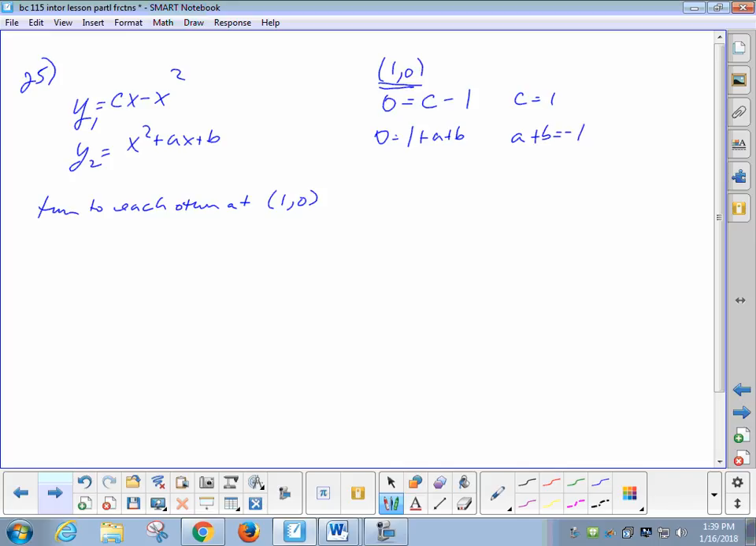All right, well, surely then we need to do something else to get a and b. What is another idea? Yeah, the derivatives. What would you know about the derivatives of two tangent curves at that point? Yeah, the derivatives at that point are the same. So y1 prime equals y2 prime at x equals 1.